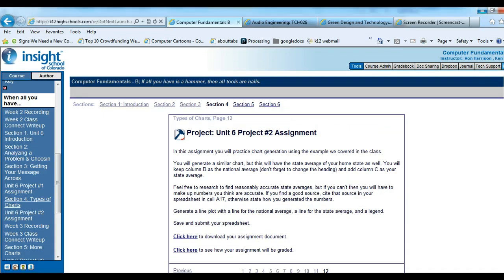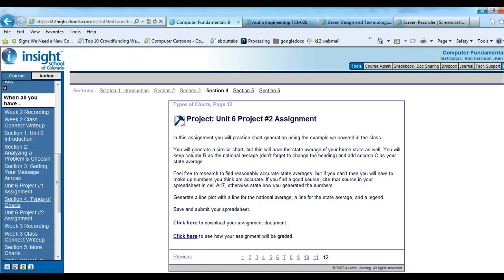And now here comes the assignment, and this is based on the work that you did as you watched these slides. Now what it says, you'll generate a similar chart, so you've worked on this one as you've gone through the slideshow, so you have a bunch of stuff already. And you're going to put your state average as well. Column B is going to be the national average. Make sure you change the heading to national average. Then column C is going to be state average.